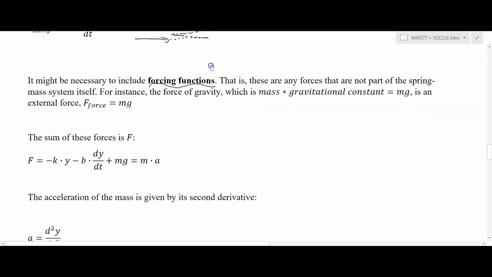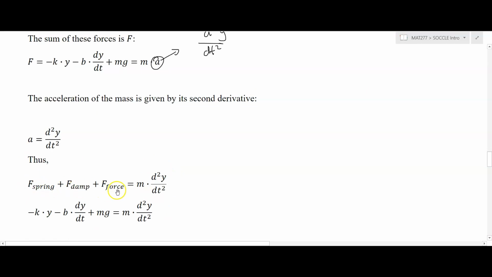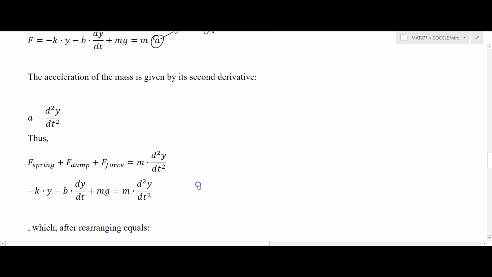Now, according to Newton's second law, if we want to sum all these forces, there's the spring force, there's the damping force, there's the gravitational force, and that's equal to mass times acceleration. Now, where does the second derivative come in? Well, acceleration, a, is the second derivative of displacement from rest with respect to time. Therefore, we could replace a with the second derivative. And that leaves us with the sum of the three forces equals mass times acceleration. After rearranging, typically we want all the functions of y on the left and everything else on the right.